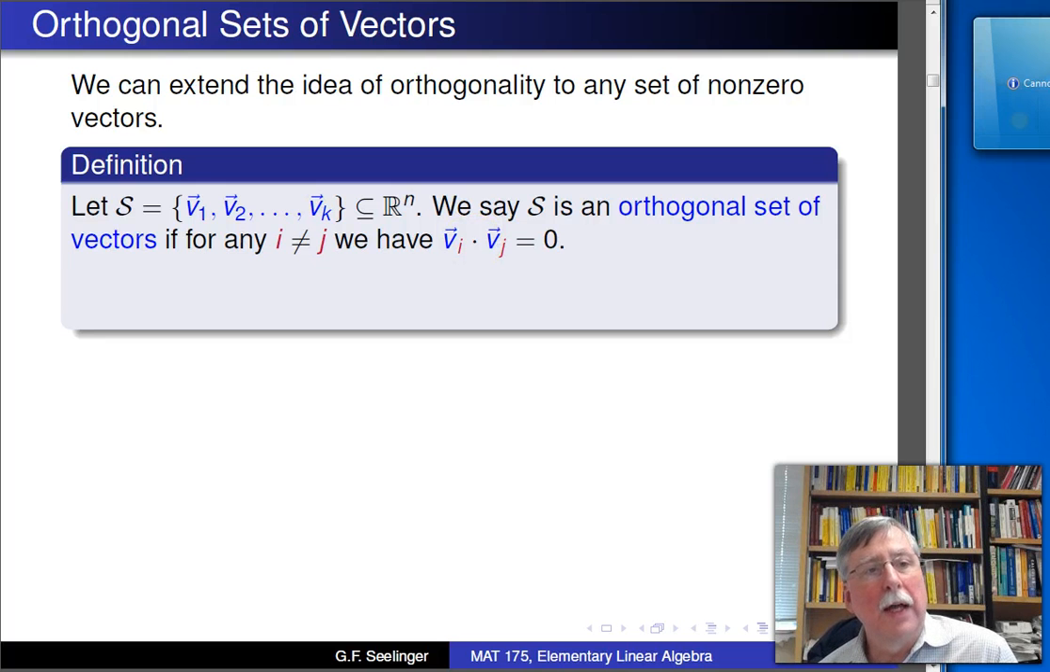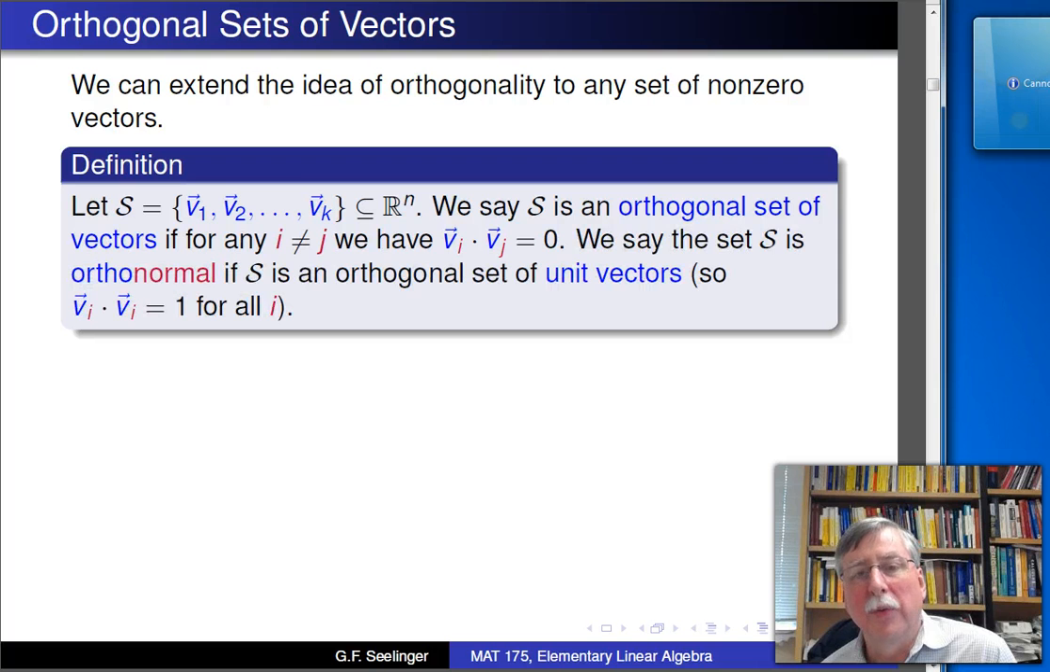We're also going to add an extra condition here. We're going to say that a set is orthonormal if it's orthogonal, but also if all the vectors are unit vectors. What that means is that the length or the magnitude of each vector is 1, so that when I square the magnitude I get 1. One way to look at that is that vi dot vi has to be 1.